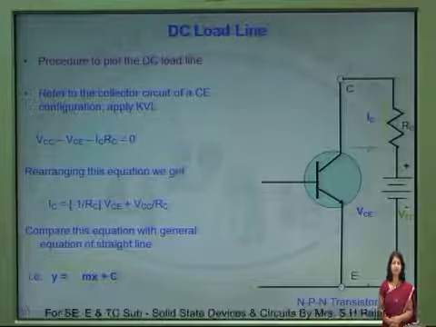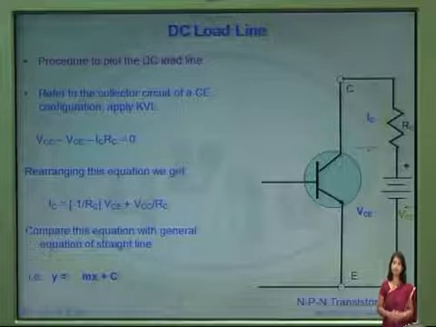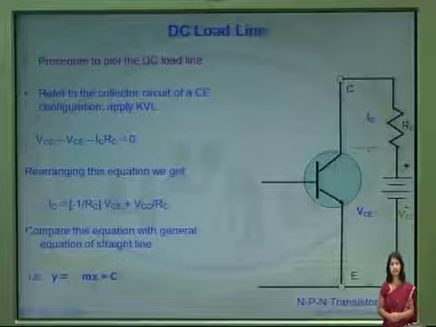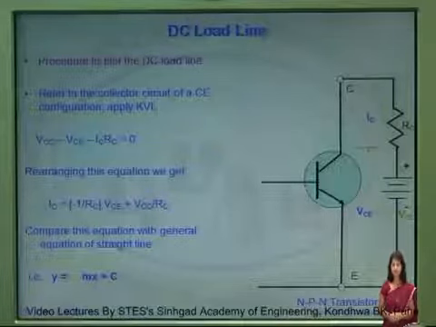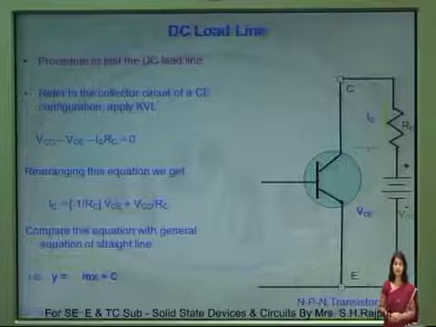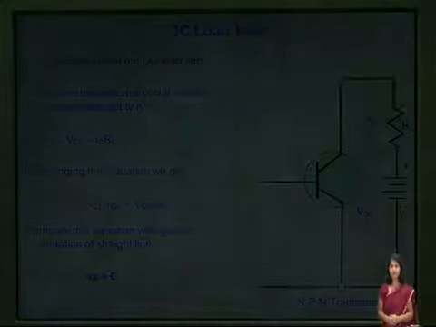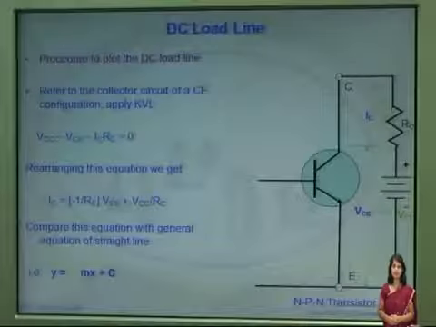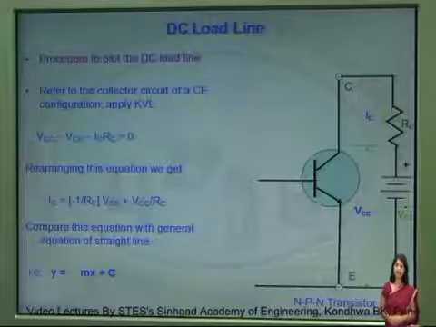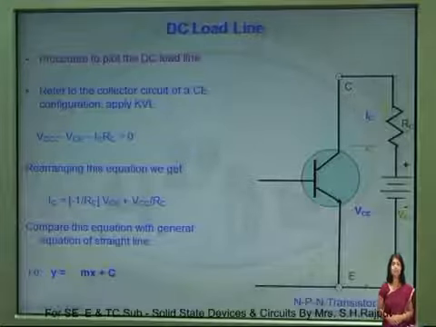Let's consider a common emitter configuration, in which we are going to consider only the collector section from the figure. If you observe the figure carefully and apply KVL to the collector loop, from the collector terminal to the emitter terminal, I can write VCC minus ICRC minus VCE is equal to 0. After application of KVL to the collector loop, I can write VCC minus VCE minus ICRC is equal to 0.